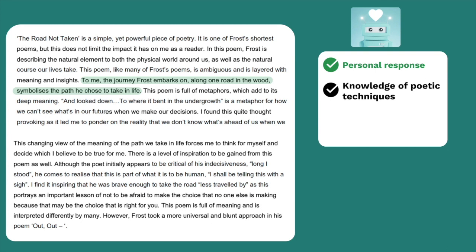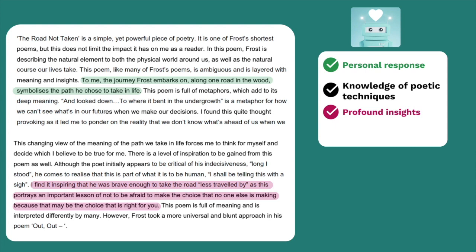I was also very impressed with this student's ability to deliver profound insights in relation to the layered meanings found in Frost's poetry. The sentence, "I find it inspiring that he was brave enough to take the road less travelled by, as this portrays an important lesson of not to be afraid to make the choice that no one else is making, because that may be the choice that is right for you," confirmed to me that this student is fully aware of the themes and meanings evident within the poem The Road Not Taken.